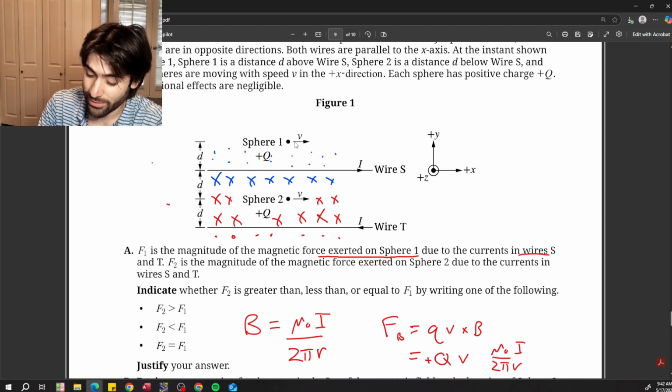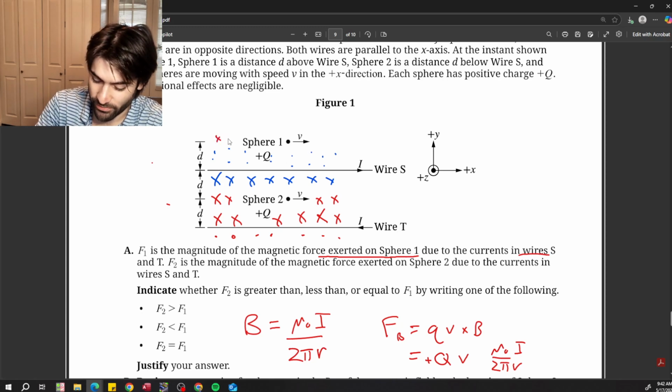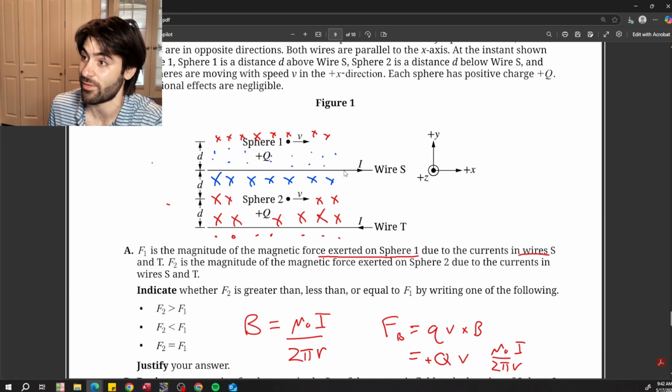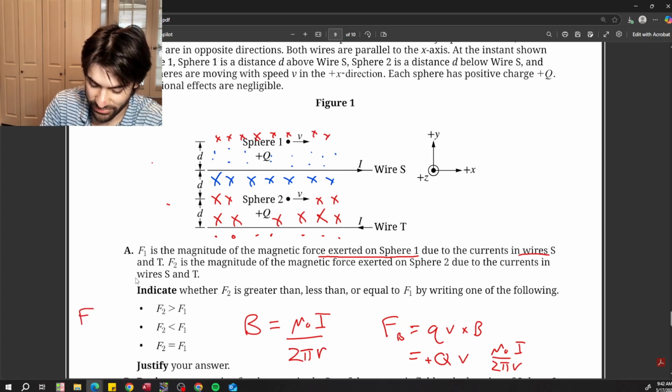As for sphere 1, not only is wire T further away, so its magnetic field is weaker at this point up here, but it's also going into the page, whereas the magnetic field from wire S is going out of the page. So they subtract, which leads to a weaker total magnitude of magnetic field and therefore magnetic force at that location. So we can say by that explanation that force 2 is greater than force 1.